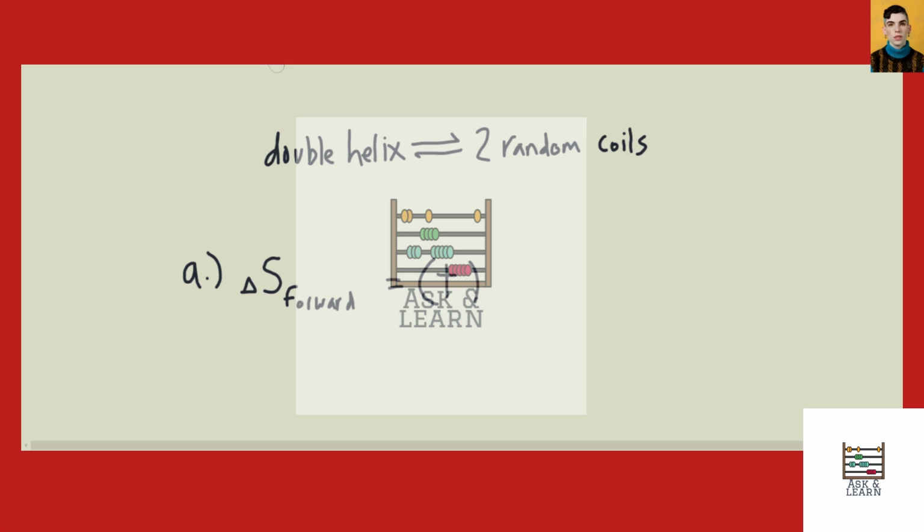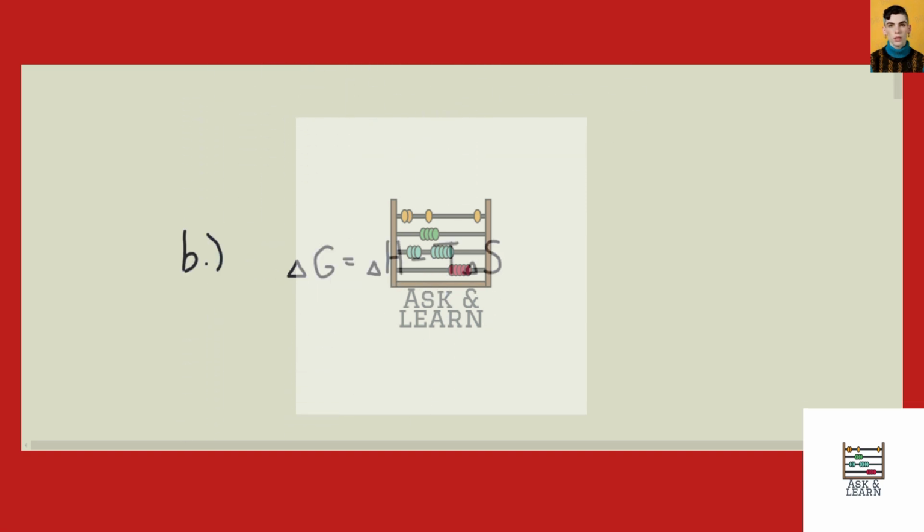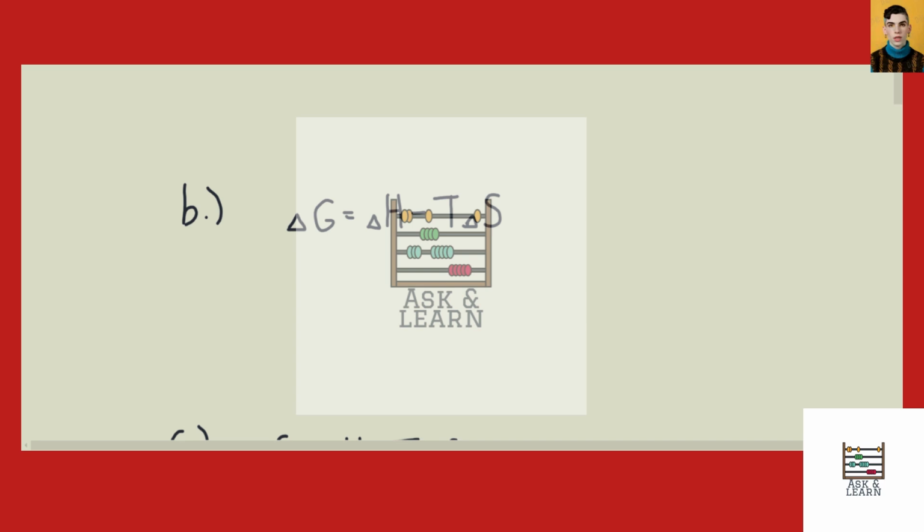reaction will be positive. In part B, we want to know, based on the equation delta G equals delta H minus T delta S, we are told that this product of the temperature and the change in entropy is smaller than the value for delta H. And so because of that, we can plug in some numbers in order to qualitatively see whether delta G will be positive or negative. And we know that delta H is greater than T delta S.